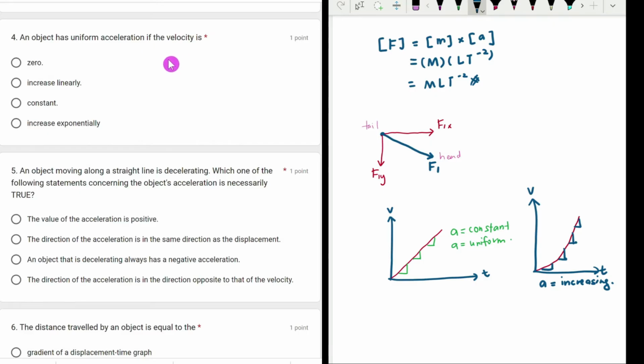Okay, jadi soalan minta kita fokus kepada uniform acceleration ataupun constant acceleration. Boleh? Alright, so finish question 4. And then question number 5.